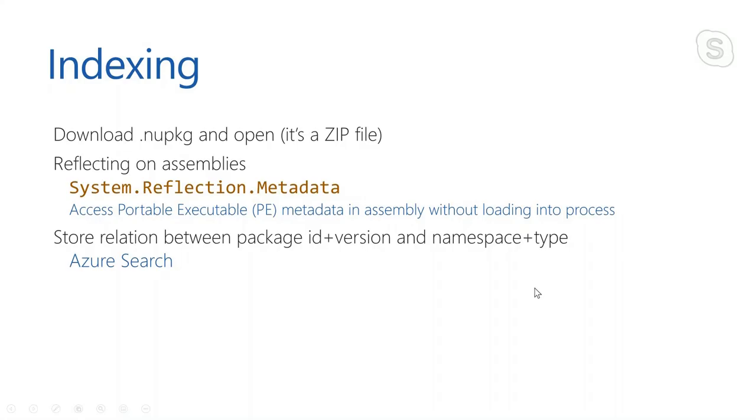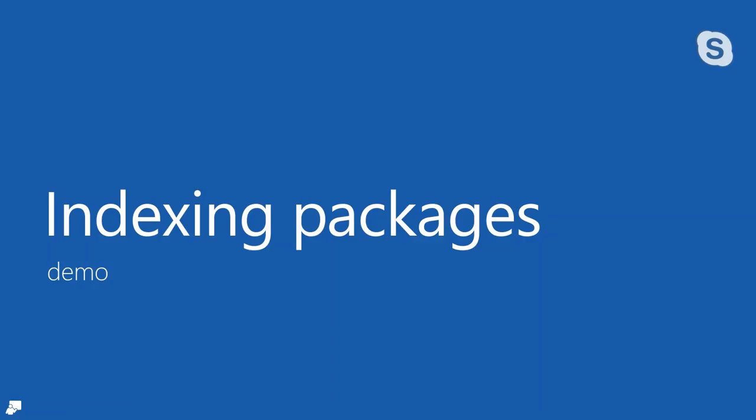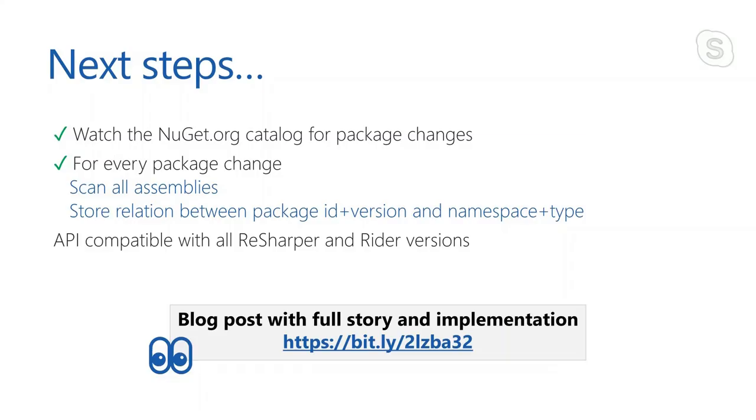Right. Indexing itself is going to be easy. It's going to be reading from the queue that we just populated, download the NuGet package, and open it up. It's a simple zip file. All of the assemblies in there we will read using System.Reflection.Metadata, another really nice NuGet package to get metadata from assemblies without having to load them using reflection. And then we will store the relation between package ID, version, and namespace and type in Azure Search and make it available.